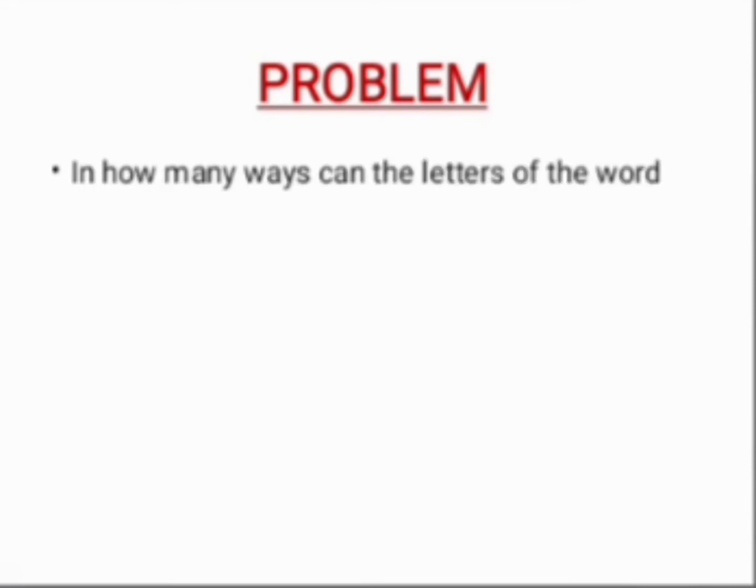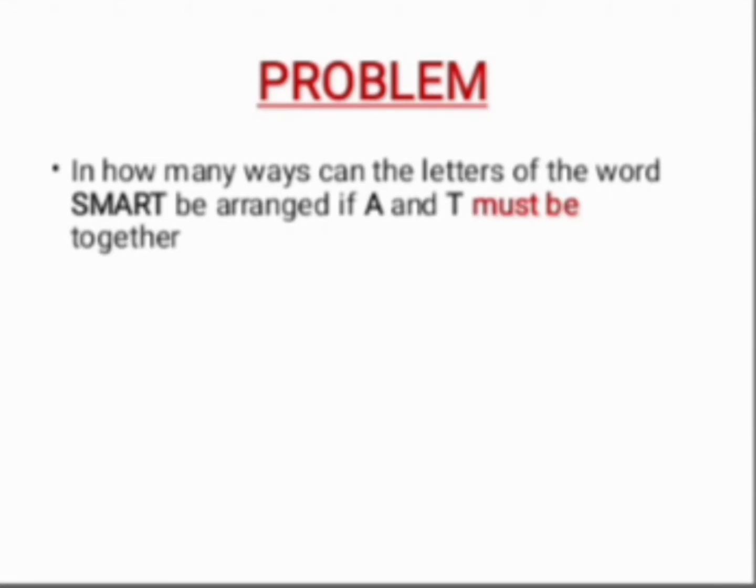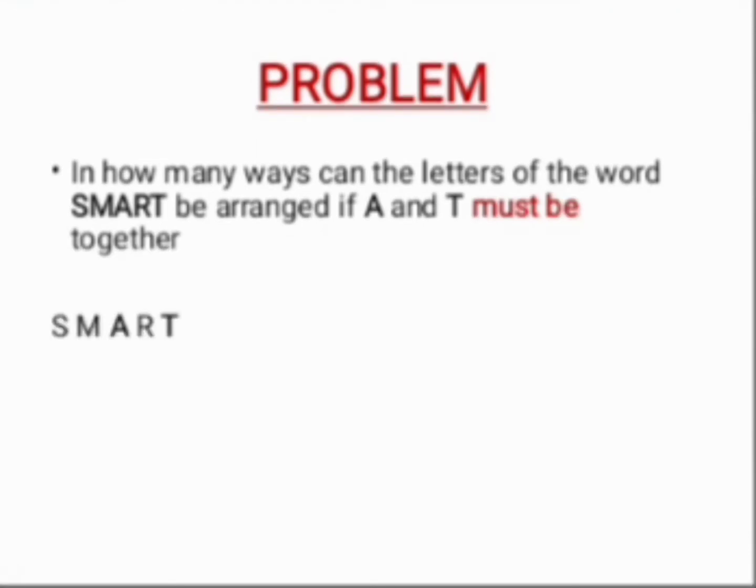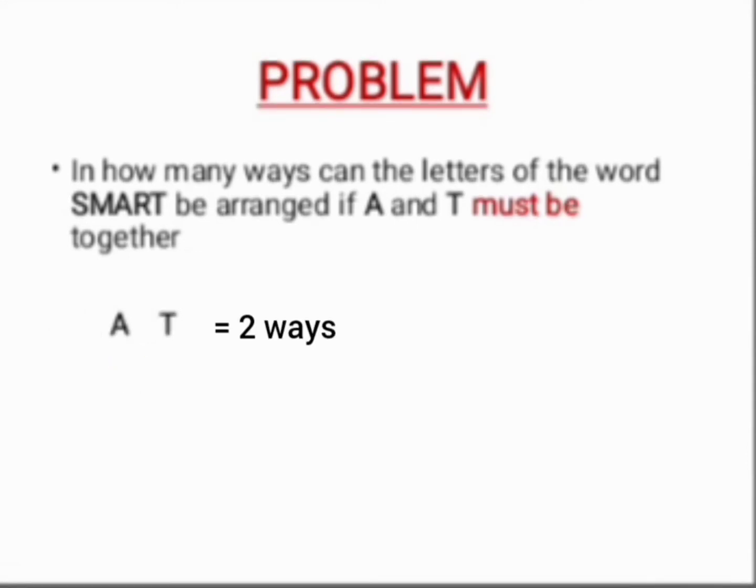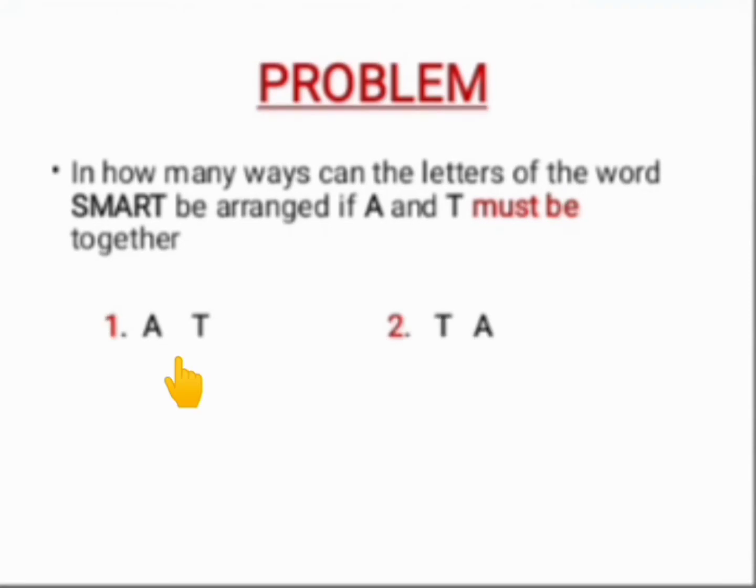Let's solve another problem. In how many ways can the letters of the word smart be arranged if A and T must be together? Same way we solved the previous problem. Let's first find the number of ways A and T can be arranged. There are only 2 ways to arrange A and T, since they are not identical items. This order of arrangement is either AT or TA.